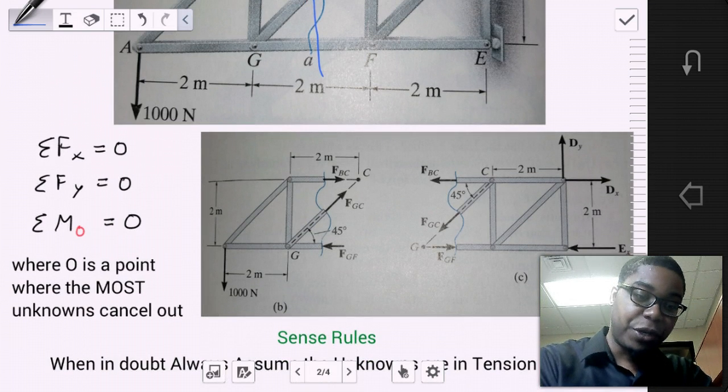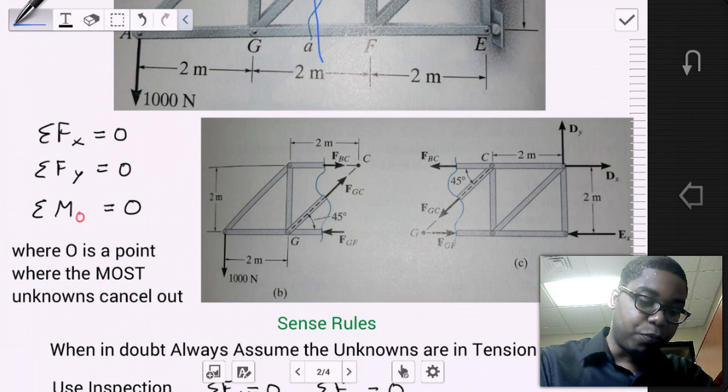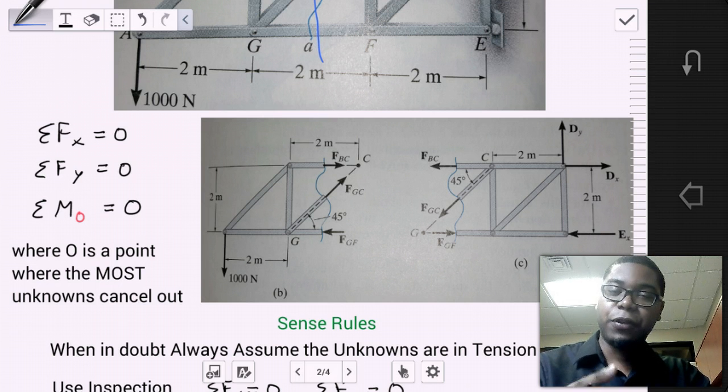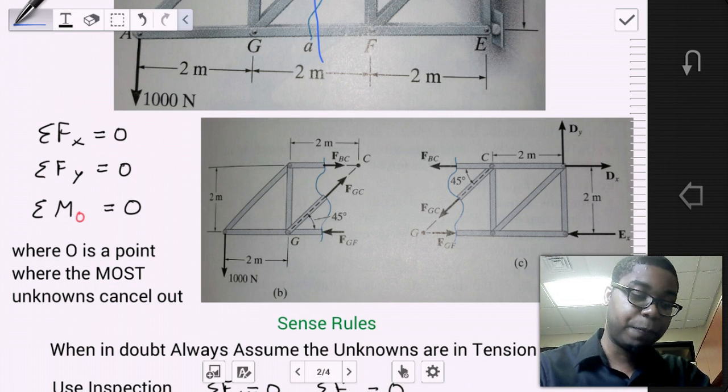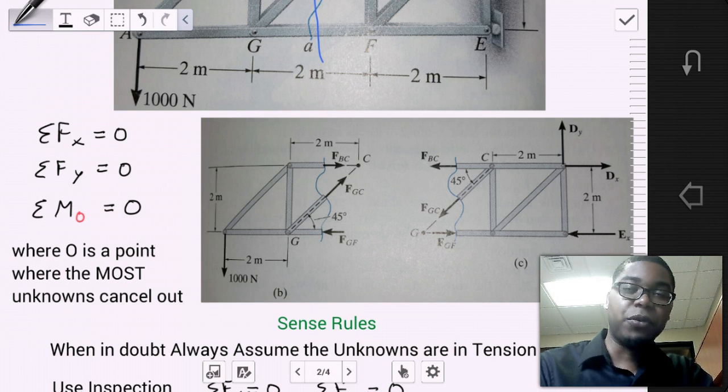So once we section and separate the left-hand and the right-hand side, we can apply our equations of equilibrium: the sum of the forces in X, the sum of the forces in Y, and the sum of the moments about point O, right? Now, when we're performing a section, the identification of point O is very critical. Choosing a point about which to calculate the moments is very critical, where we should select a point O where most of the unknowns cancel out.